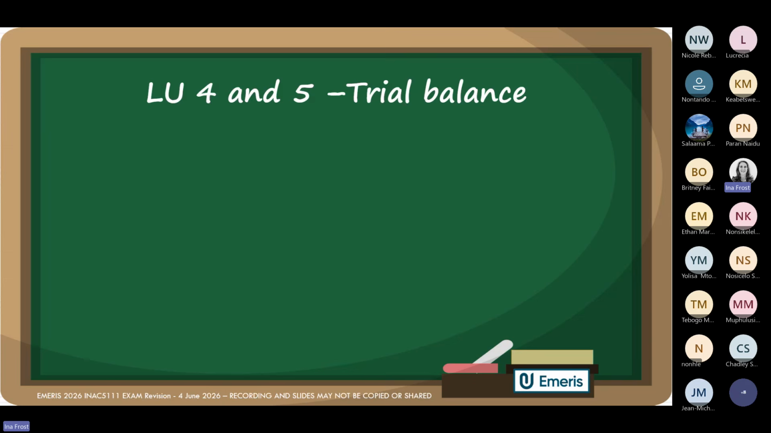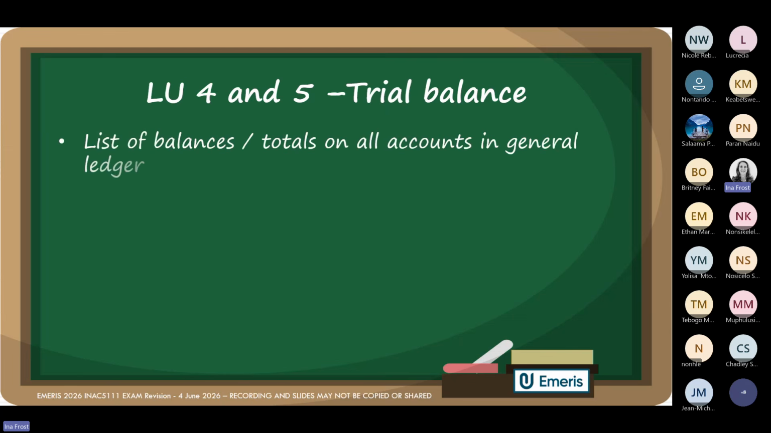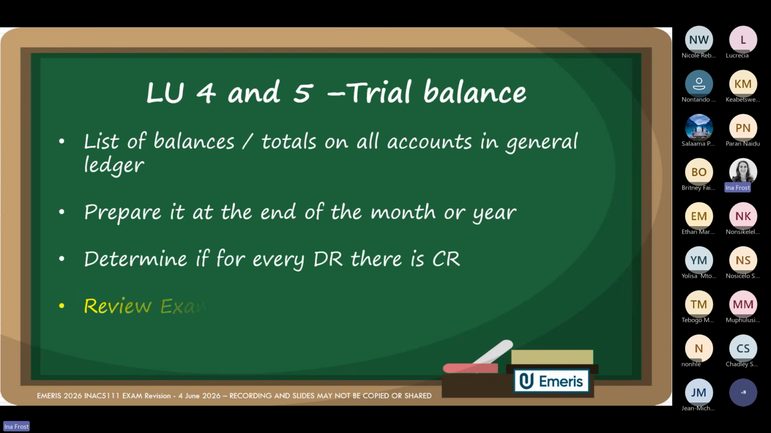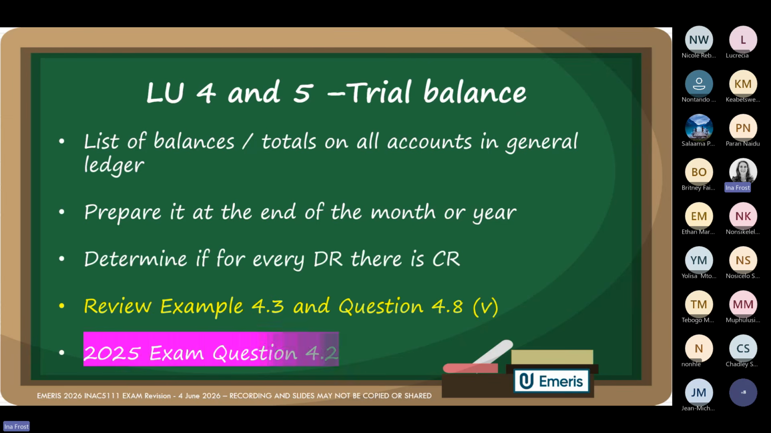Then the last thing for both learning units 4 and 5 that you need to know how to do is how to do a trial balance. So a trial balance is that list of all the totals or balances on the general ledger accounts. And you can revise example 4.3 and question 4.8 to practice trial balances. And you can also look at the 2025 exam, question 4.2, where we also tested students on trial balances.